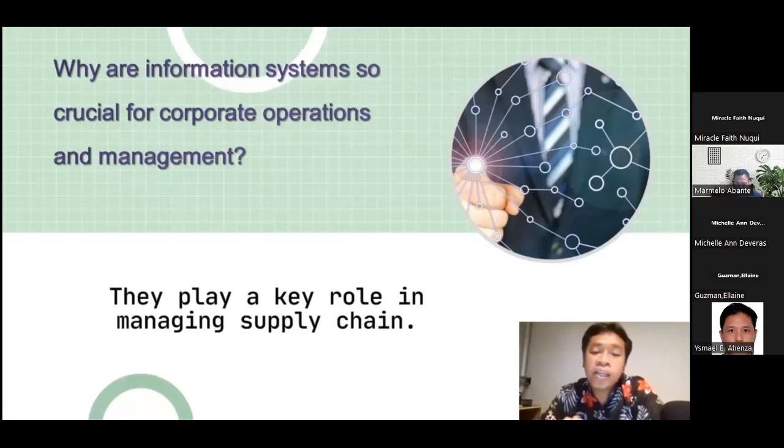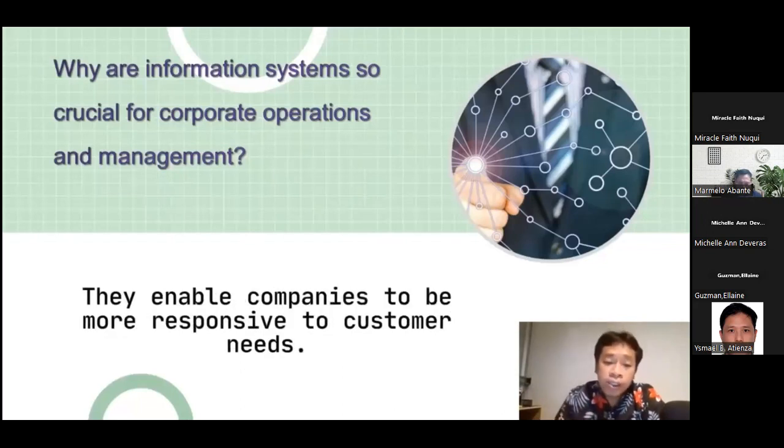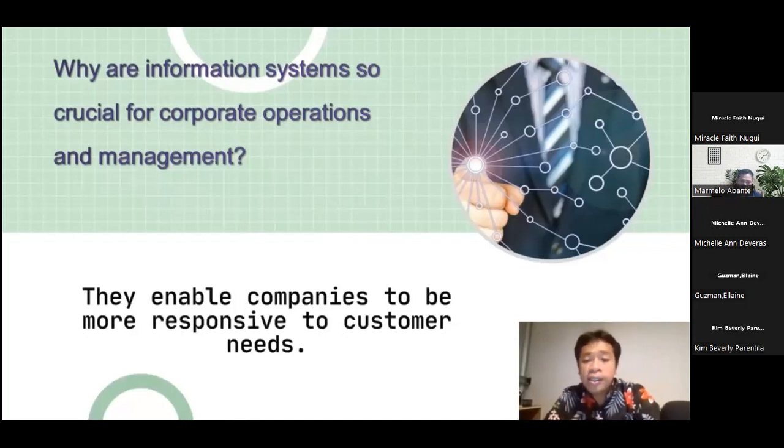But perhaps the most important reason why information systems are crucial is that they enable companies to be more responsive to customer needs. With information systems, companies can gather data about customer behavior, preferences, or feedback. Then they can do some analytics. This information can then be used to tailor products and services that meet the needs of the customers, which can lead to greater customer loyalty and higher profits.